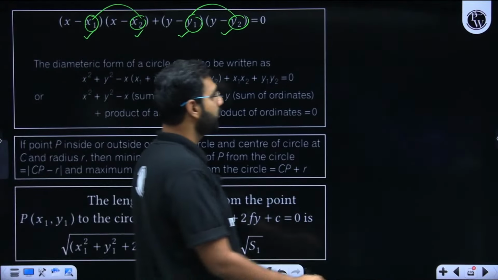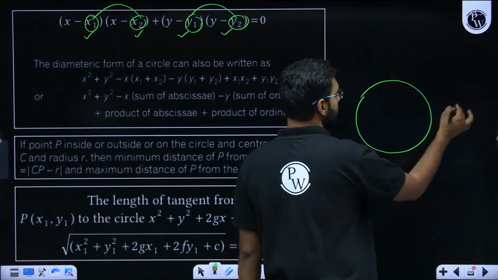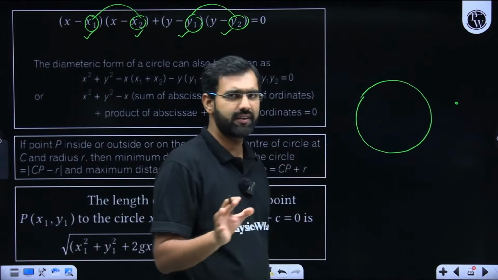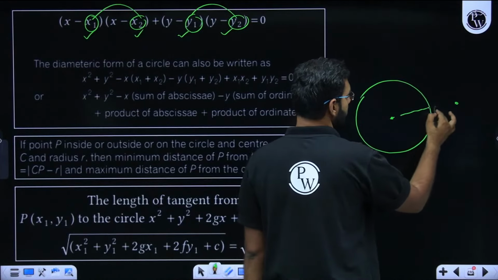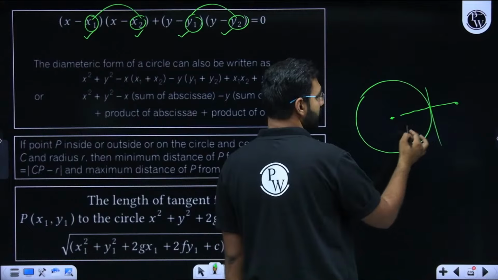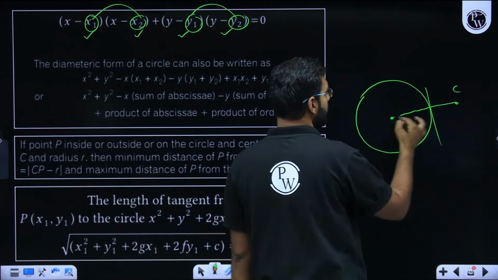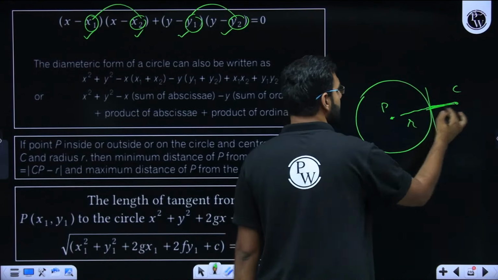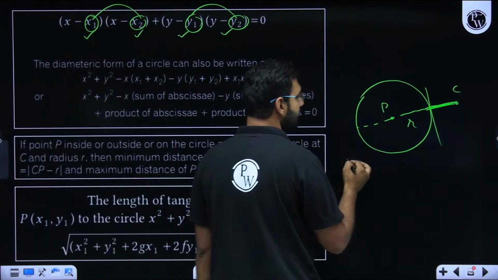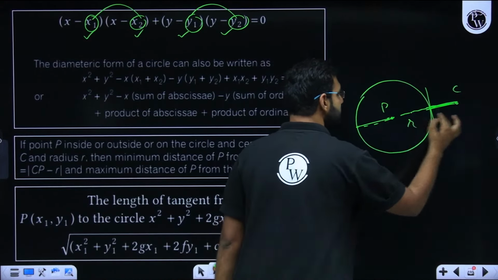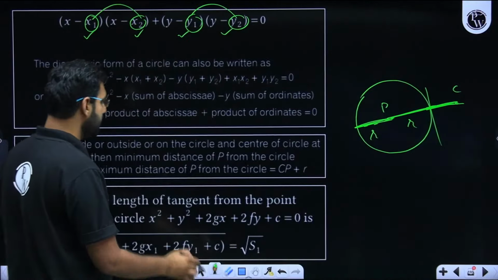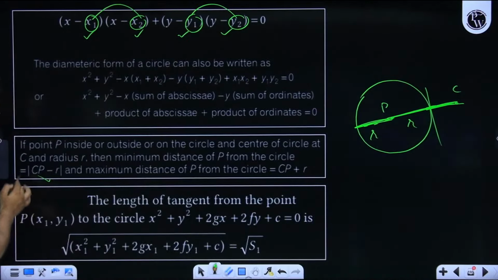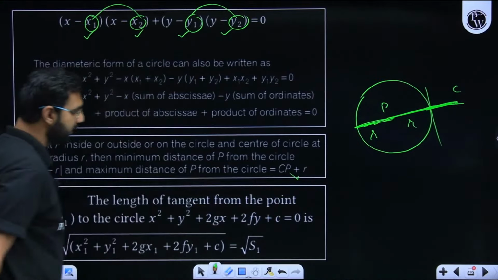Now, whenever there is a point, whether inside or outside or on the circle, it doesn't matter, its minimum distance from the circle is given by this. When you join it with the center and subtract the radius, I hope you remember, this will give you the minimum distance. And the maximum distance will be when you extend it here. When CP is added with this radius r, this gives you the maximum distance. So CP minus r will be the minimum distance and CP plus r will be the maximum distance.